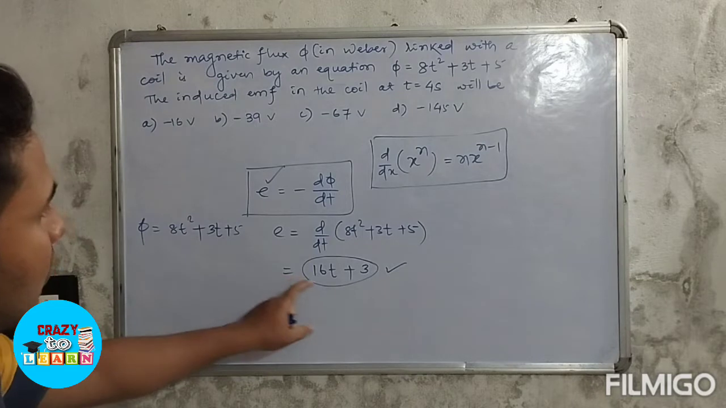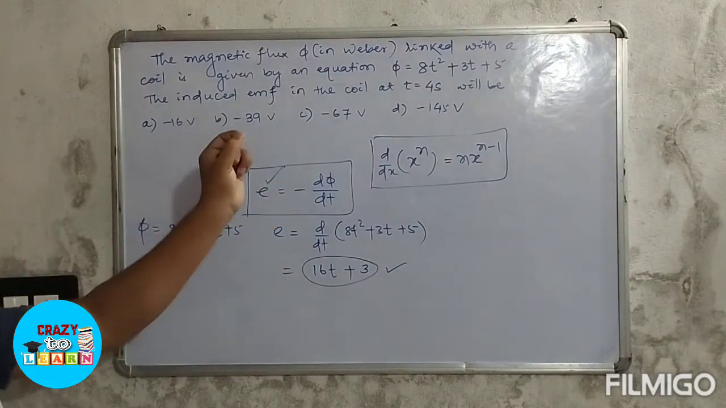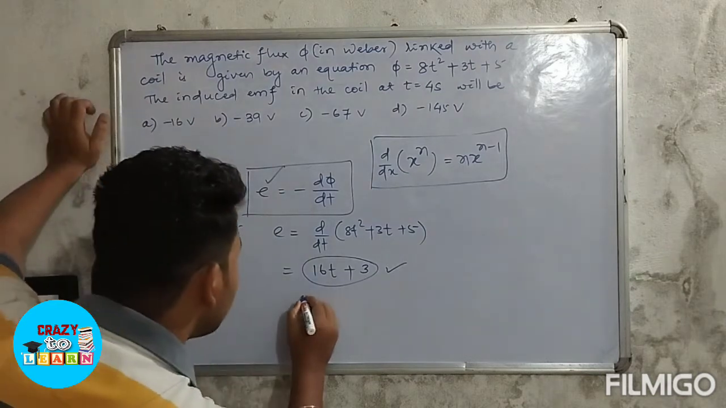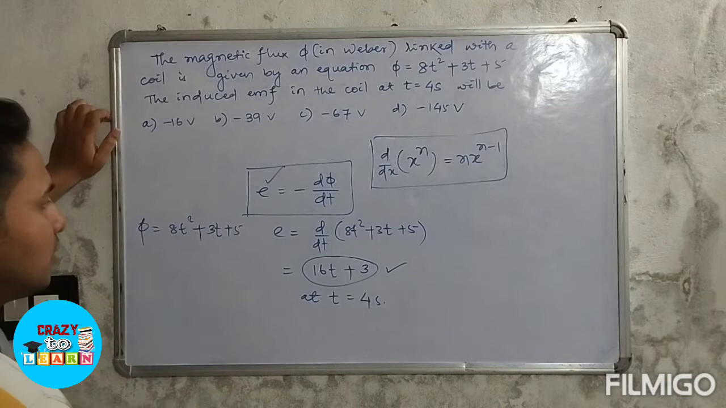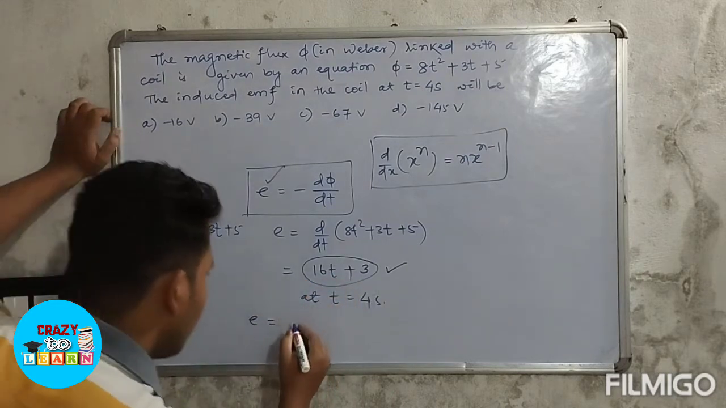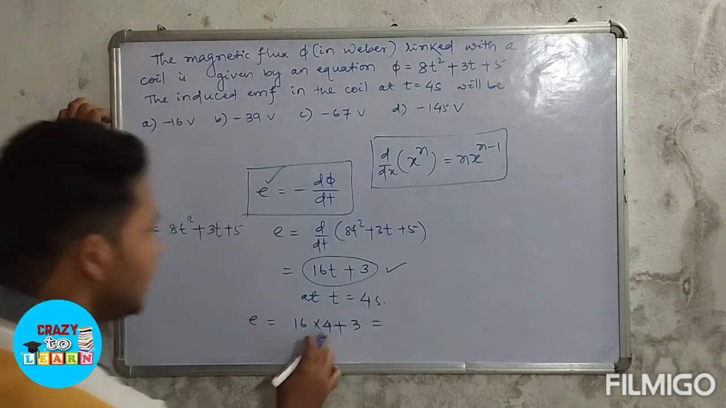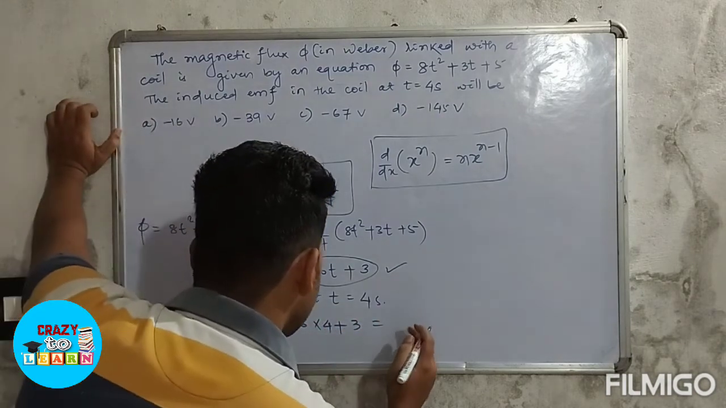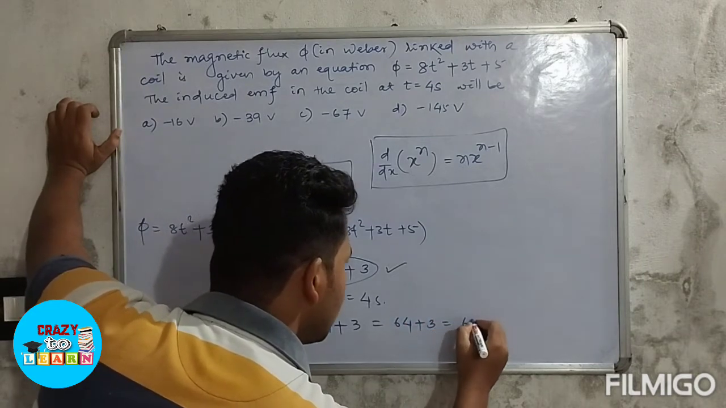This is the induced EMF, but it is asked to you the induced EMF at t is equal to 4 seconds. So the induced EMF E is equal to, in the place of t just put 4. What will you get? 16 into 4 plus 3. 16 into 4 is equal to 64 plus 3 is equal to 67.